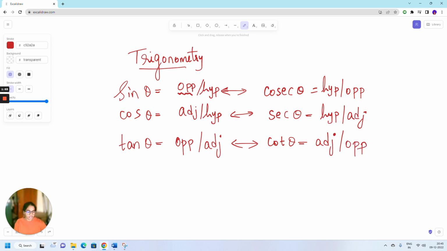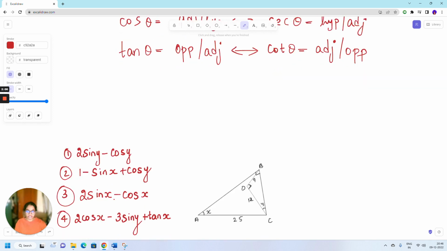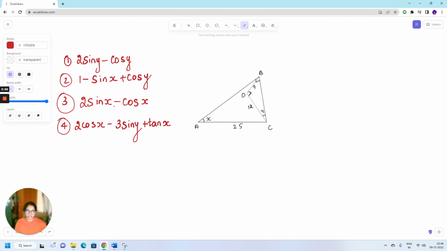So now let us solve a problem on trigonometry. We even solved some problems in the previous video, right? So here's a question. They've given us a triangle ABC, and there is one more triangle inside this triangle, that is BDC. Here angle X is at A, angle Y is at C. The question is to find 2 sine Y minus cos Y.